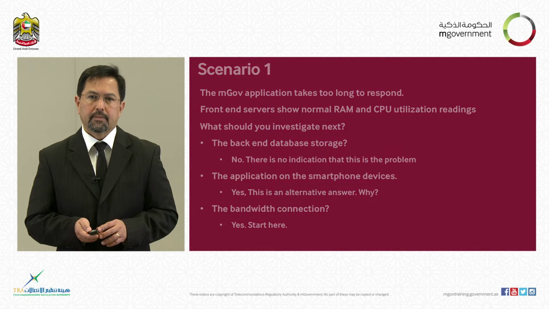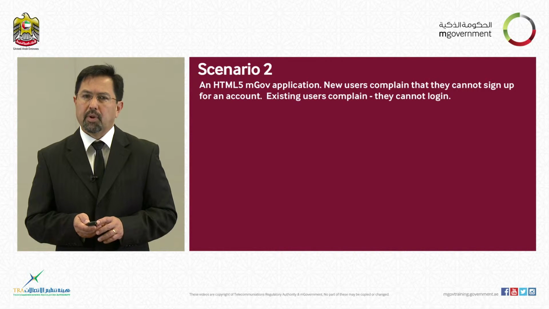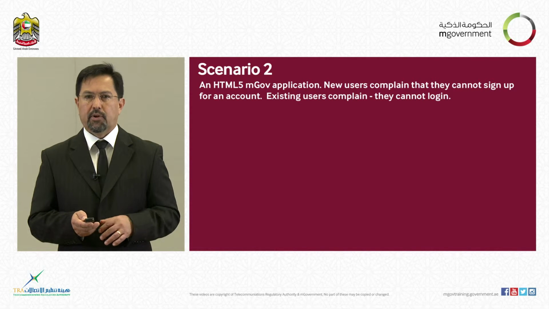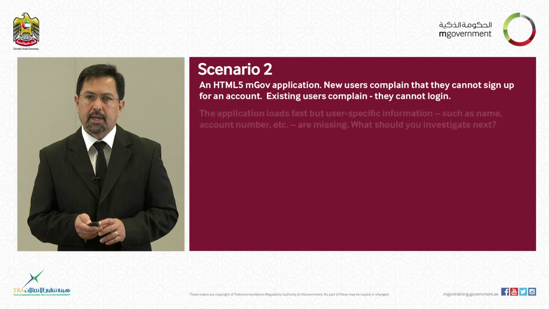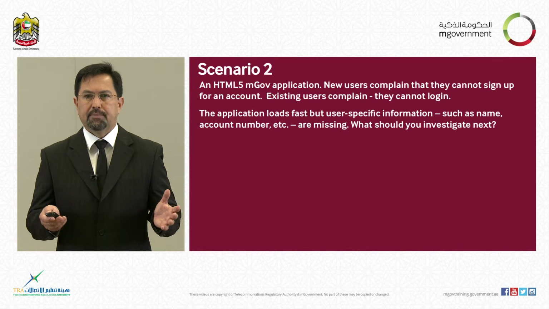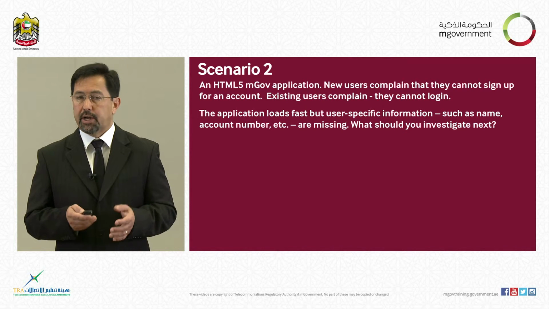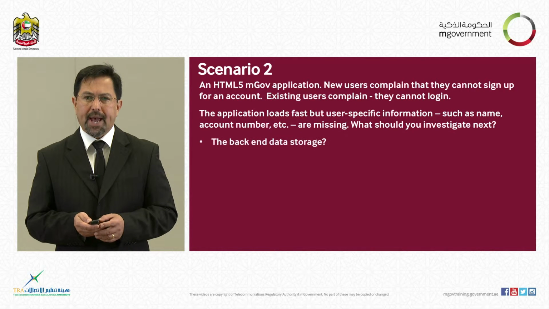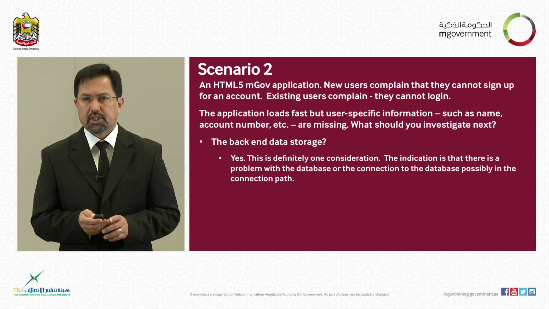In the second scenario, we have an HTML5 mobile government application where new users are complaining that they cannot sign up for an account. Existing users complain that they cannot log in. The application loads fast, but the user-specific information such as the name, the account number, etc. are missing. What should you investigate next? How about the back-end data storage? Yes, I think this is definitely one consideration.